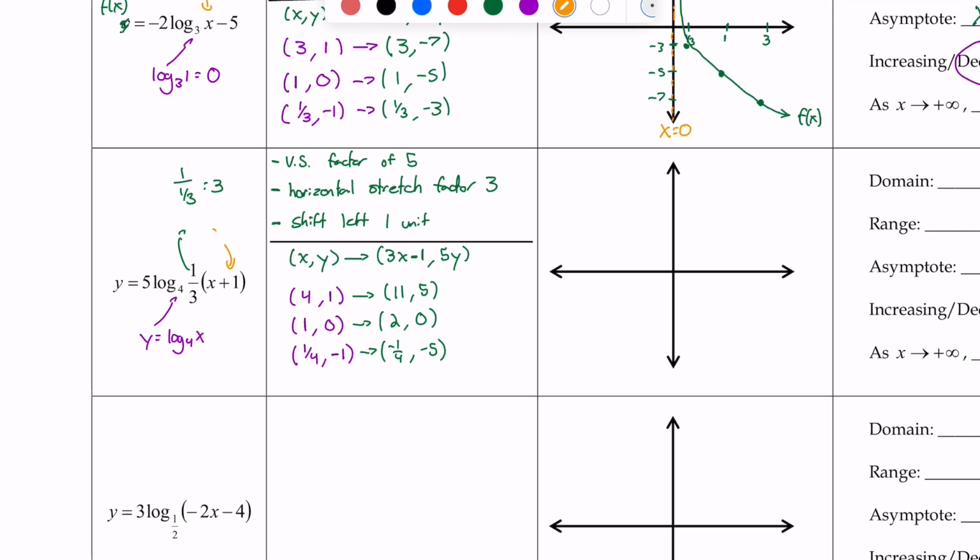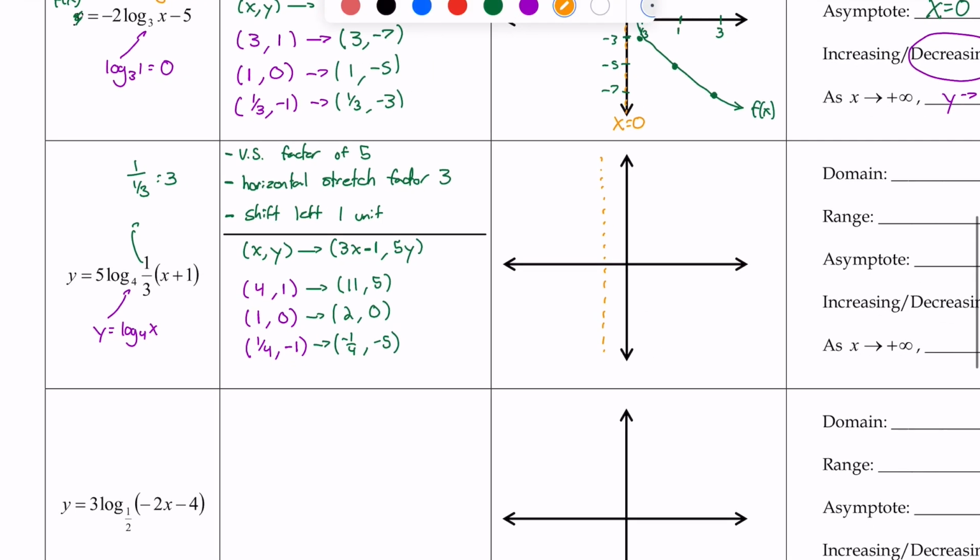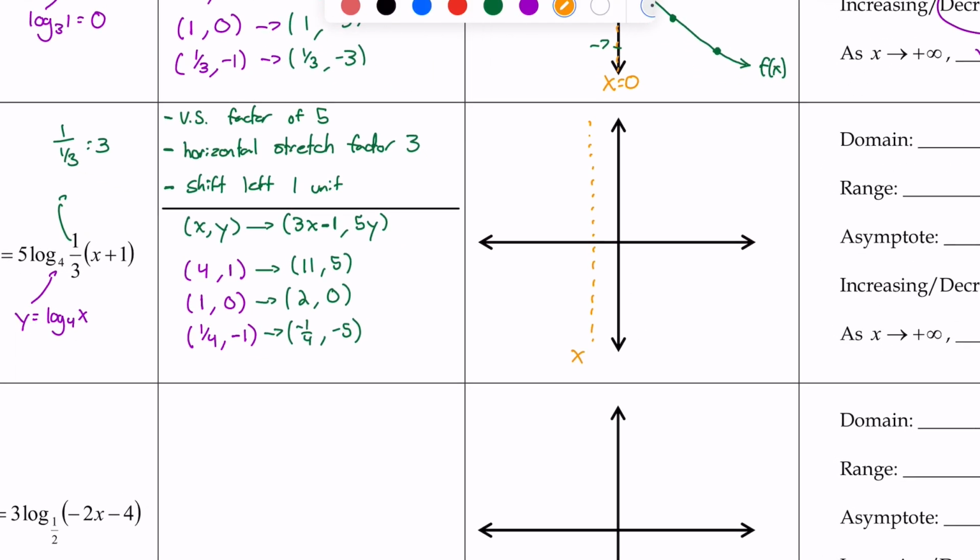Like right here, the d is -1. So you are going left. The whole curve, right? Everything to do with the curve. The asymptote is part of the curve. Everything moves left. So that's why you have an asymptote at -1.